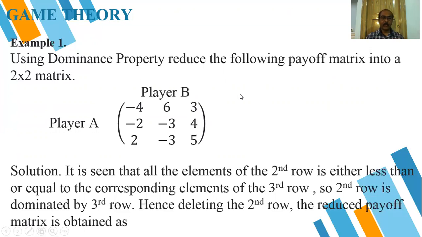First we have to check whether it has a saddle point or not. That means whether maximin is equal to minimax exists or not. The row minima are -4, -3, -3, so maximin is -3. The column maxima are 2, 6, and 5, so minimax is 2. So there is no saddle point. This is a game problem without a saddle point.